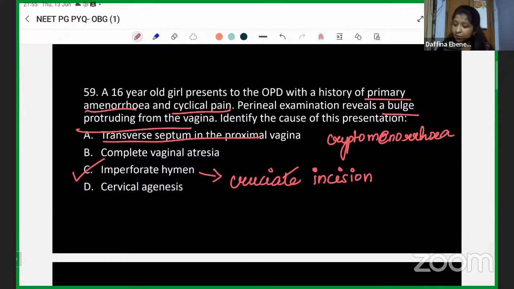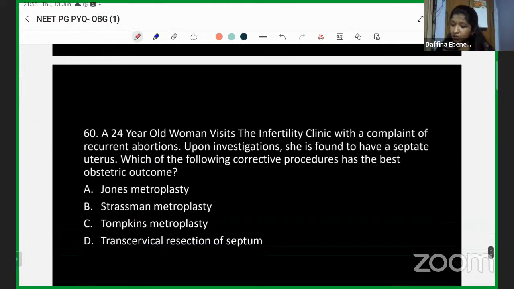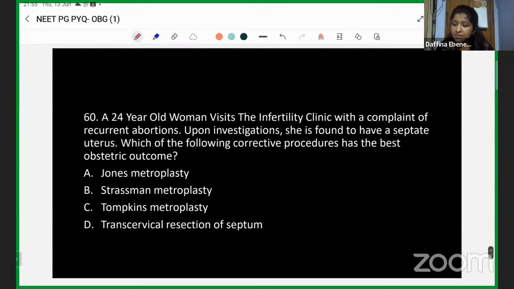Okay, so this is regarding cryptomenorrhea. A 24-year-old woman visits the infertility clinic with a complaint of recurrent abortions. Upon investigation, she is found to have a septate uterus. Which of the following corrective procedures has the best obstetric outcome? Jones metroplasty, Strassman's metroplasty, Tompkins metroplasty, and transcervical resection of the septum.